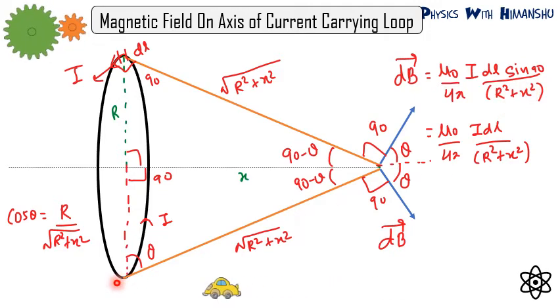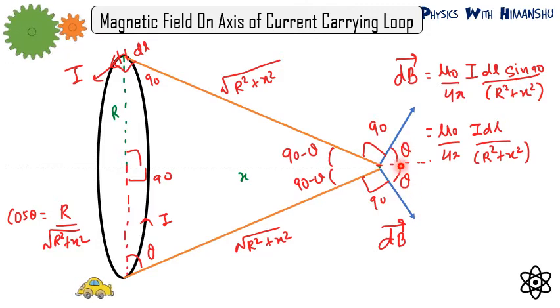Similarly, if I take a small length element here, then the magnetic field at this point will be dB only, because all the parameters are same, but the direction will be like this. So we have two magnetic fields, and suppose this angle is theta, this angle is theta. This is 90, this is 90. So this will be 90 minus theta, this will be 90 minus theta, this will be 90, so this will be theta.